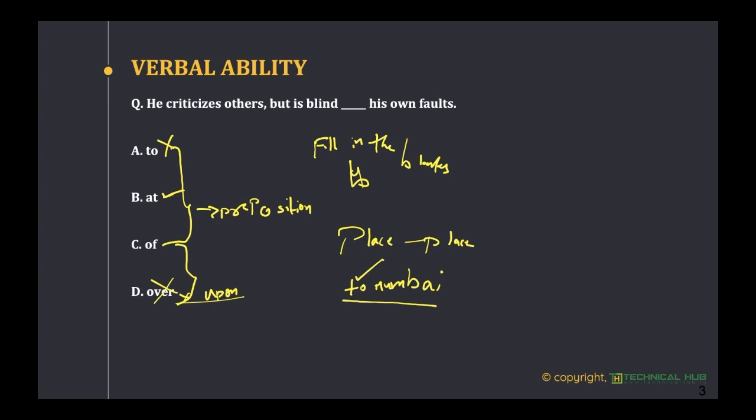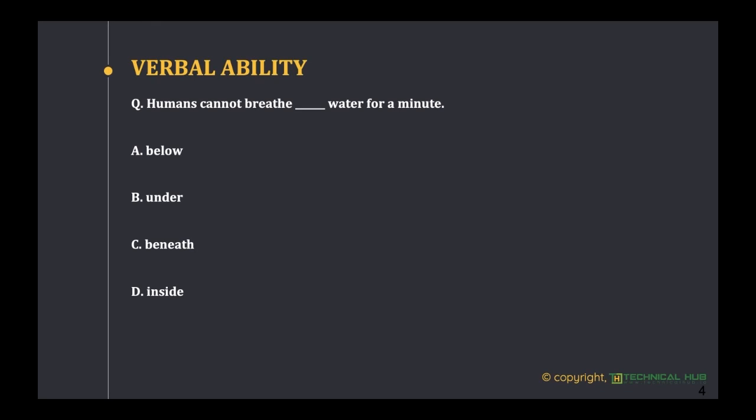Next one. Humans cannot breathe dash water for a minute. See, for example, if you are floating on the water, can you breathe? Yes, I can breathe. When you are under the water, can you breathe? No. Now that means below is something else.